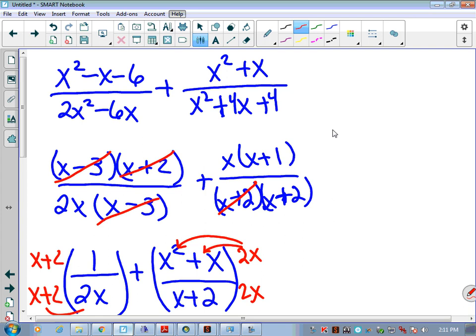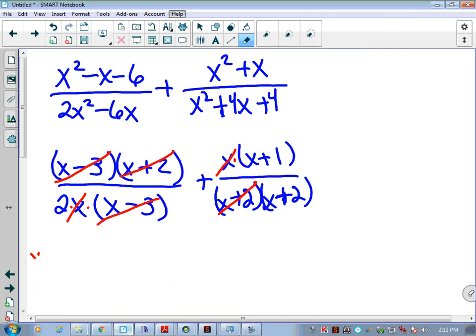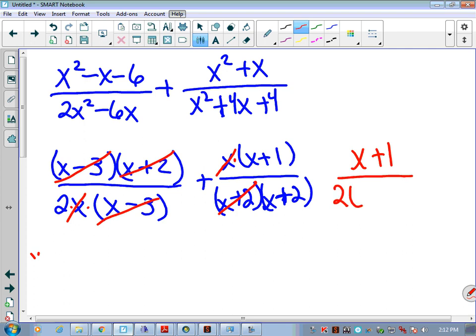Oh, I see. Okay, so here's where my mistake was. This is all multiplication, right? So this x and this x will cancel out. So forget about all of that down there. Okay? What we're going to get is x plus 1 over 2 times x plus 2. Or you could say x plus 1 over 2x plus 4. Okay? Either one of those is right too. Double check that again. X plus 1 over 2x plus 4 is what they're looking for.